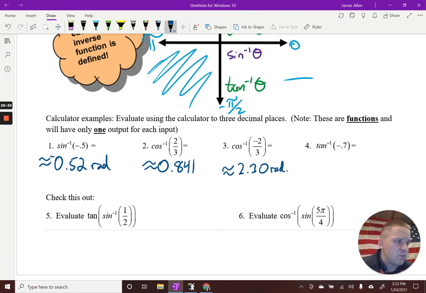And then for the last one, if I plug that in, that's going to be my fourth quadrant, right? A negative angle of rotation. I'm going to be negative 0.611 radians.